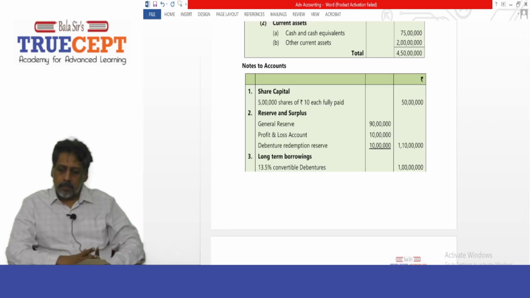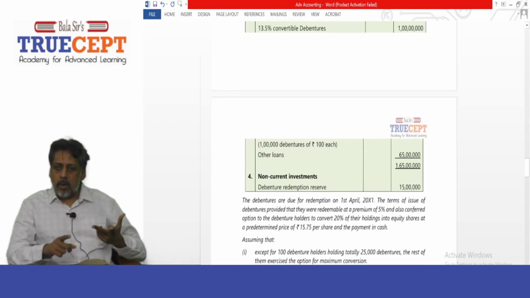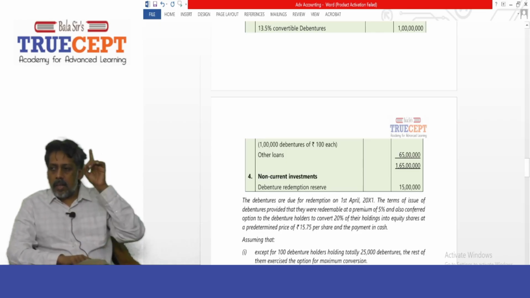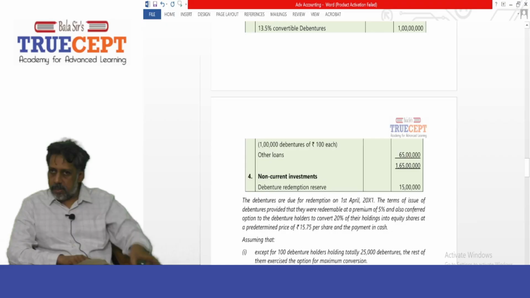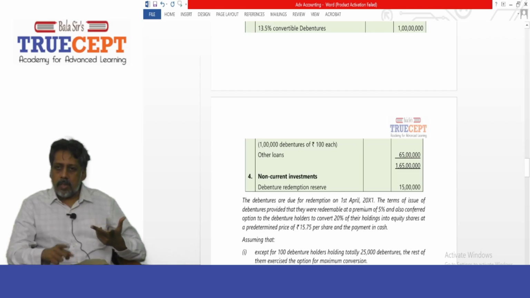Next. Long-term borrowings, 13.5% convertible debentures, 1 crore. You saw rupees 1 crore is the debenture value. Now, what is 10% of rupees 1 crore? 10 lakh. And that is the amount of debenture redemption reserve to be created. Is that fine? Next. So that is actually 1 lakh debentures of rupees 100 each, rupees 1 crore.